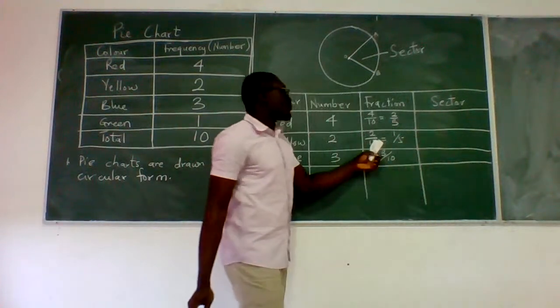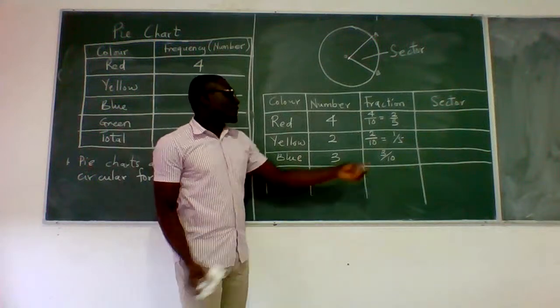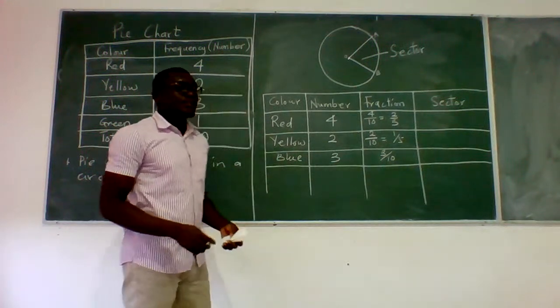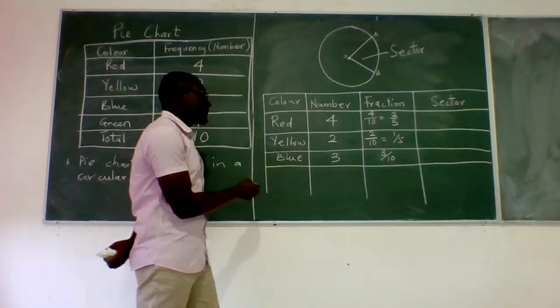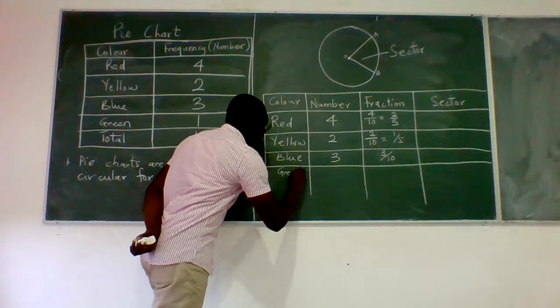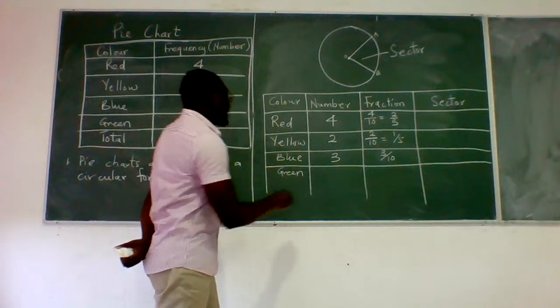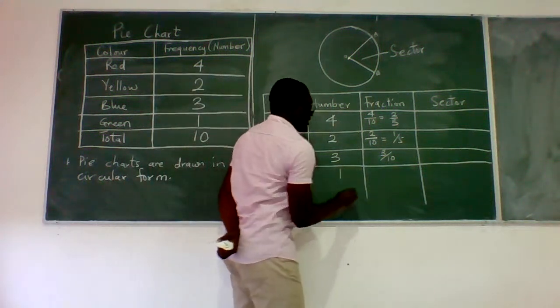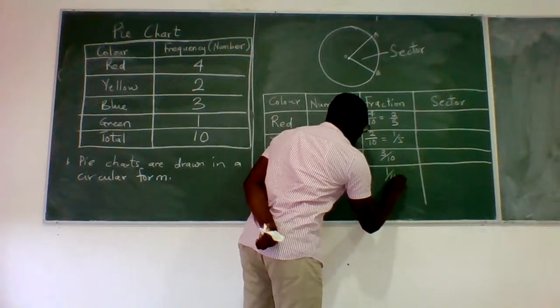We can't reduce this one further because there is no common factor for 3 and 10. The only one we can think of is 1. And then finally we have the green, and their number is just 1. So this also gives us 1 out of 10.